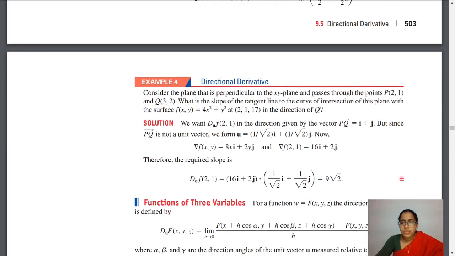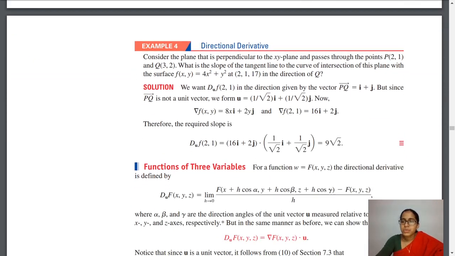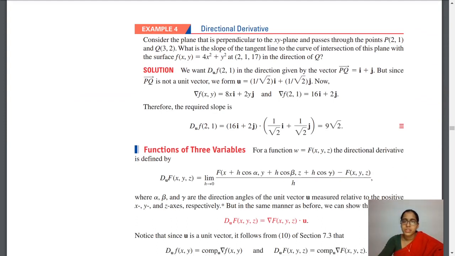Now next is also an example. The previous example was much more direct than this example, because here what we have to do is we have to form a unit vector. In the previous example we were given the angle, so we can find the unit vector easily. So let us read the example.